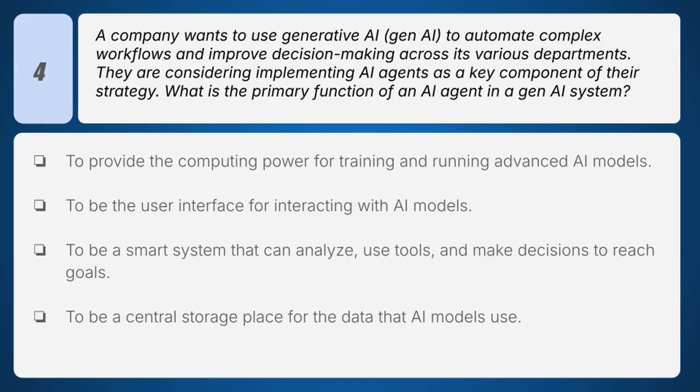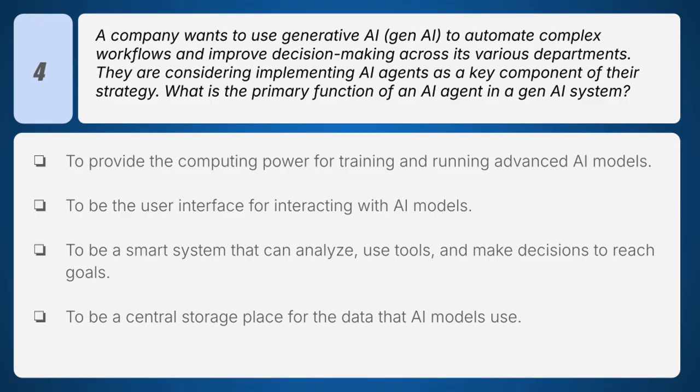A company wants to use generative AI, Gen AI, to automate complex workflows and improve decision-making across its various departments. They are considering implementing AI agents as a key component of their strategy. What is the primary function of an AI agent in a Gen AI system?